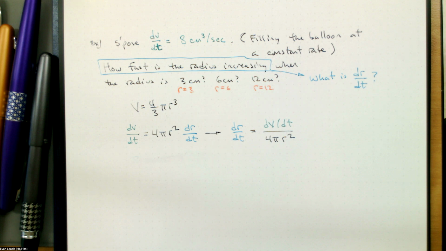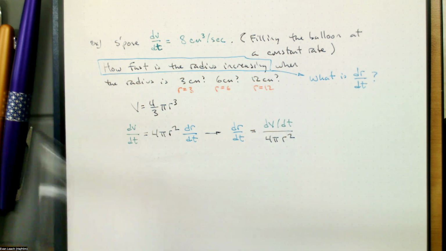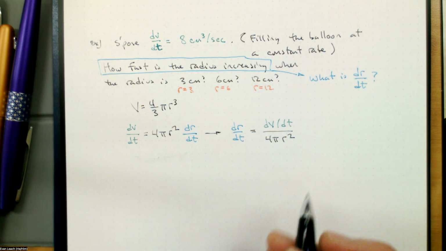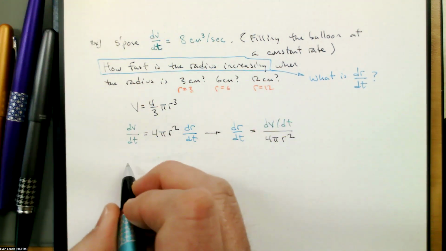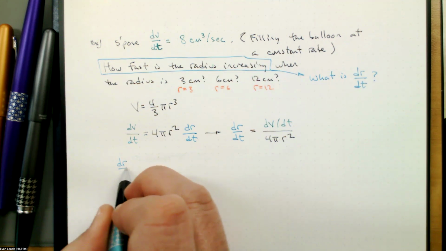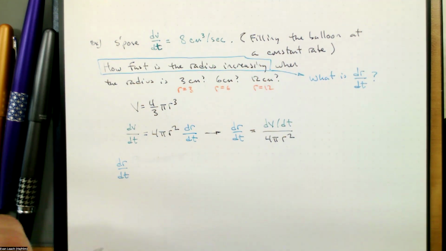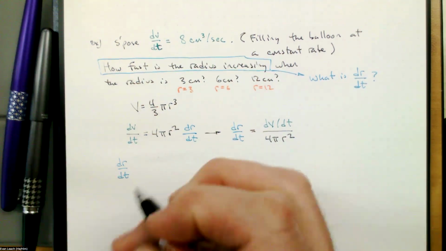So here we see that when the radius increases, dr/dt is going to be lower. You see that dr/dt is inversely proportional to the square of the radius. So let's calculate dr/dt for various values of r like we have here. So dr/dt evaluated at 3.